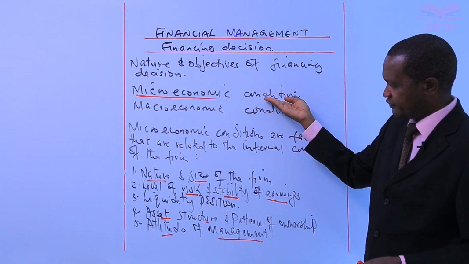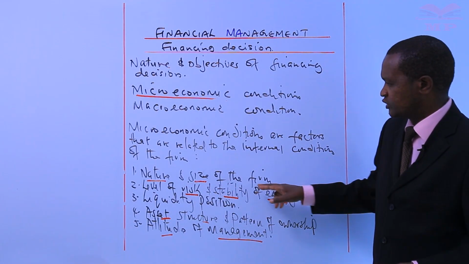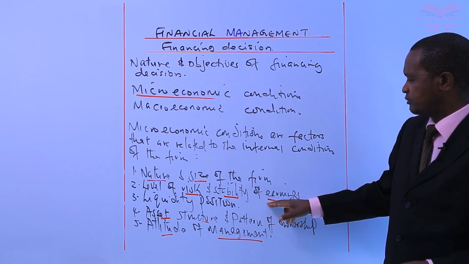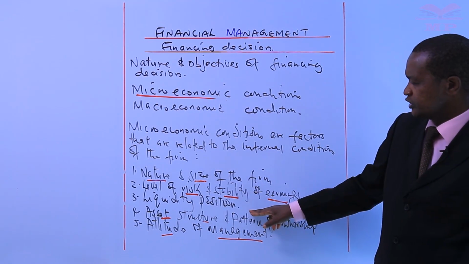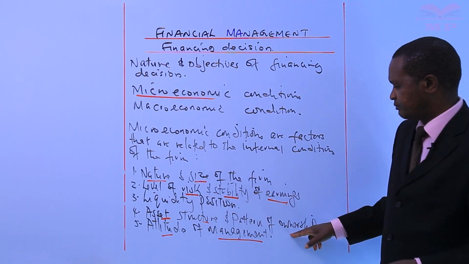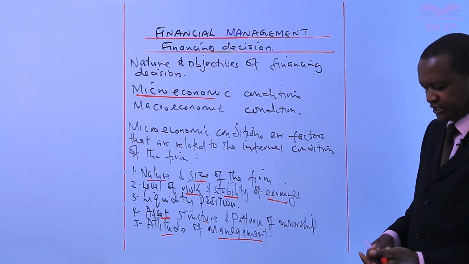We discussed 5 factors. The first one is the nature and size of the firm. Number 2, the level of risk and stability of earnings. Number 3, liquidity position. Number 4, asset structure and pattern of ownership. Then lastly, the attitude of management.